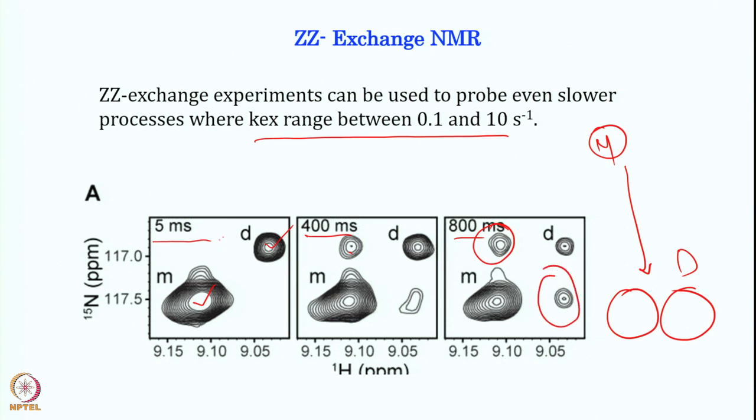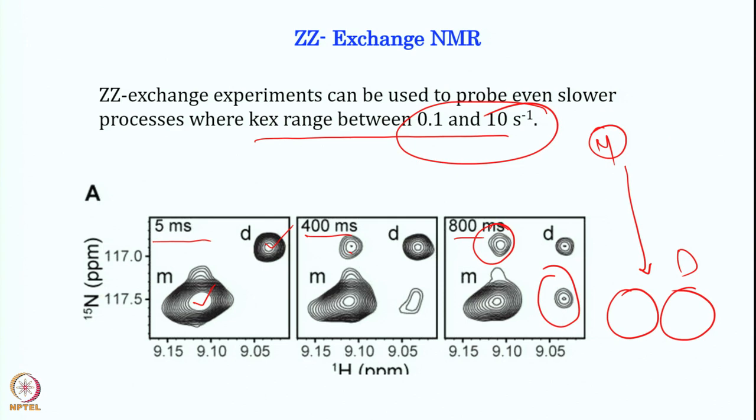Essentially, we are increasing the mixing time, and because they are mixing more, you are getting cross peaks. That is measuring the self association. It can be used for protein-ligand interaction, even catalysis that is happening slowly. Similar concepts can be used to probe phenomena happening in slow exchange. Z-Z exchange offers this.